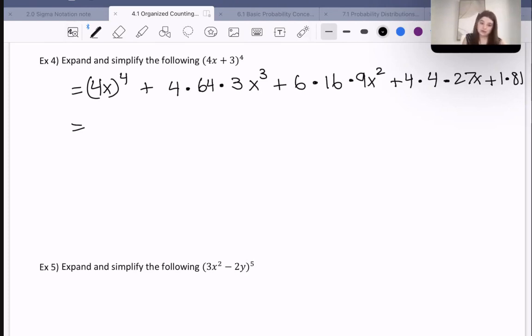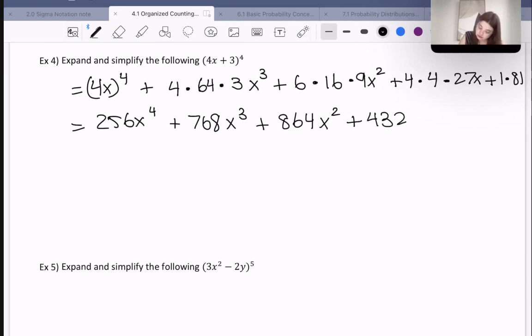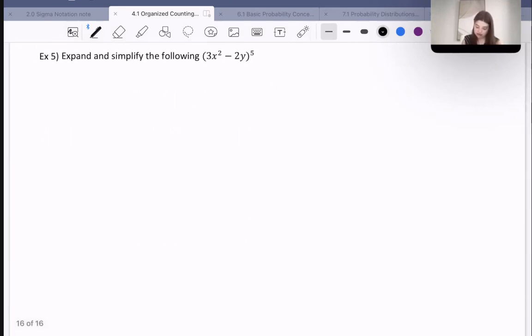So let's do that. 4x to the power of 4 is 256x to the power of 4. Then we have plus 768x cubed. And then we have plus 864x squared. Then we have 432x, and then we have 81. And this is our final answer in expanded form. All right, and let's apply it again to this even slightly more challenging example.